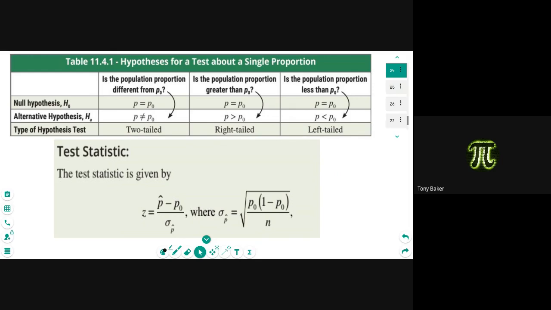Your null hypothesis is always equals. Your alternate hypothesis is the one that's going to vary. The only major change when we're looking at proportions is how we find the test statistic. Proportions is always going to be Z, never T. And the formula for your standard deviation is the piece that changes. It's the square root of the null hypothesis proportion times 1 minus the null hypothesis proportion, divided by the sample size. That's your standard deviation.